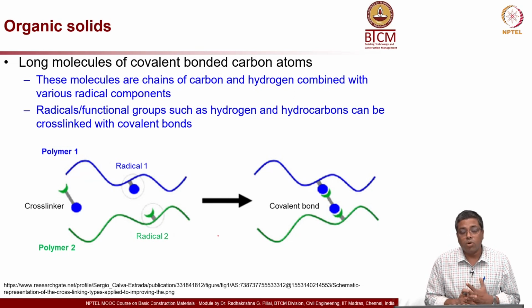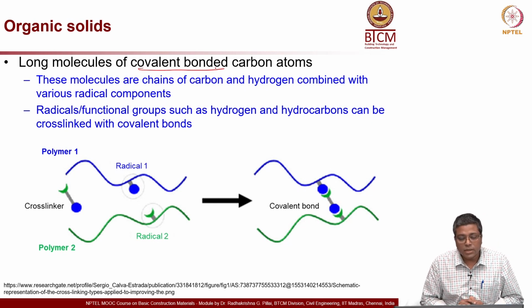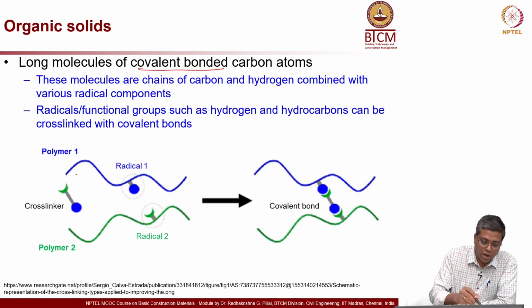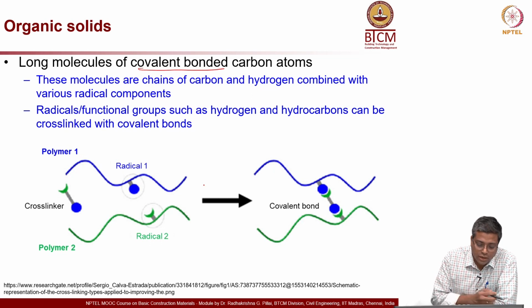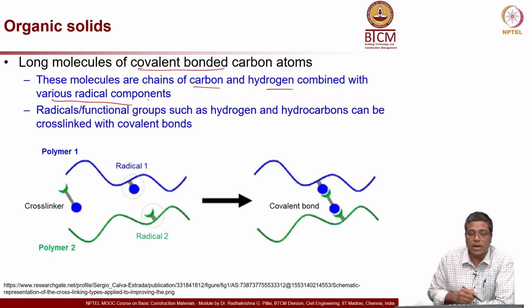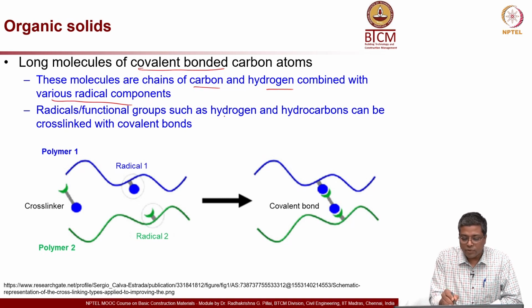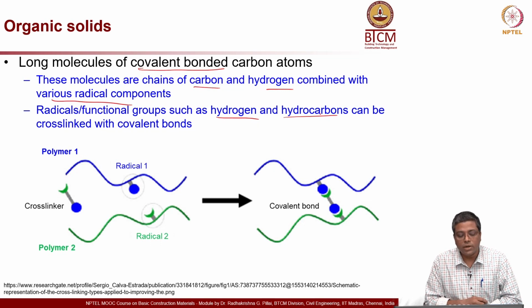Now, we will talk about the organic solids. These are long molecules of covalent bonded carbon atoms, and these are chains. Like you can see in the picture at the bottom, you have a polymer, I am going to call it blue color, and then polymer 2 which is green color. So, these molecules are chains of carbon and hydrogen combined with various radicals, or functional groups, that is another term. For example, functional groups such as hydrogen or hydrocarbons can be cross linked with covalent bonds.